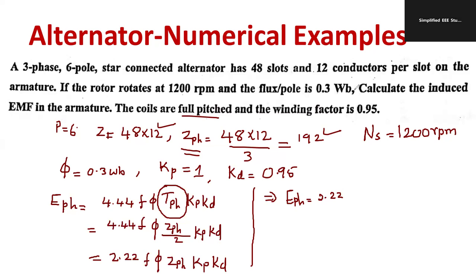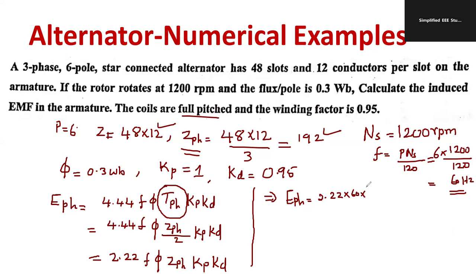So how to calculate F? Ns is given as 1200 RPM. Therefore F is nothing but P Ns by 120. P is 6, Ns is 1200, divided by 120. So the result is 60 Hertz. So 2.22 into F is nothing but 60.